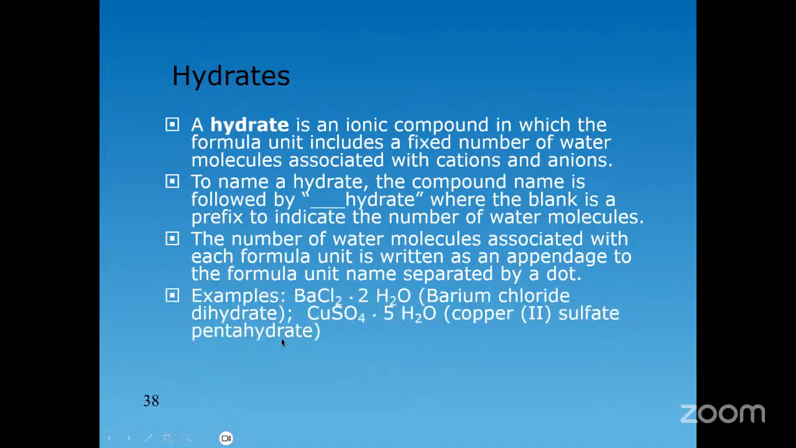Okay, so here's one example. So this hydrate here, and please note how we represent it. You have the ionic part, and then you have a dot, and then you have the number of water molecules, right? So the name of this compound would be barium chloride dihydrate. All right? And then there's this other one here. This is CuSO4·5H2O. So that's copper(II) sulfate pentahydrate, right? So that's basically how we name these compounds.